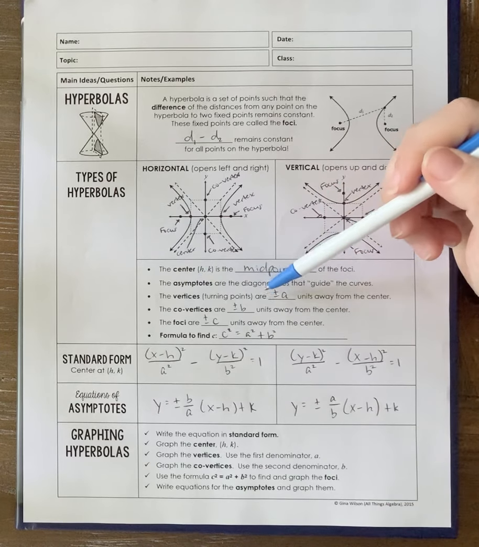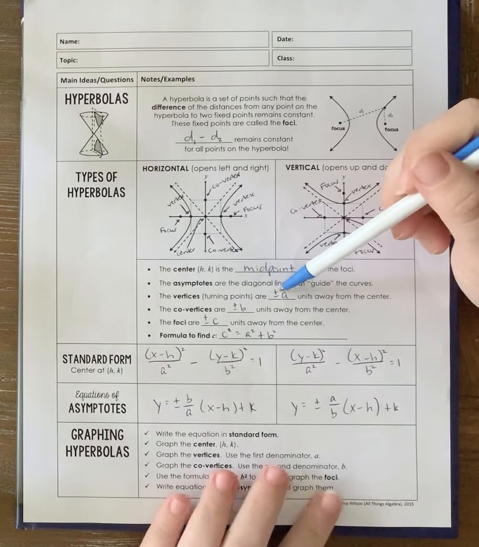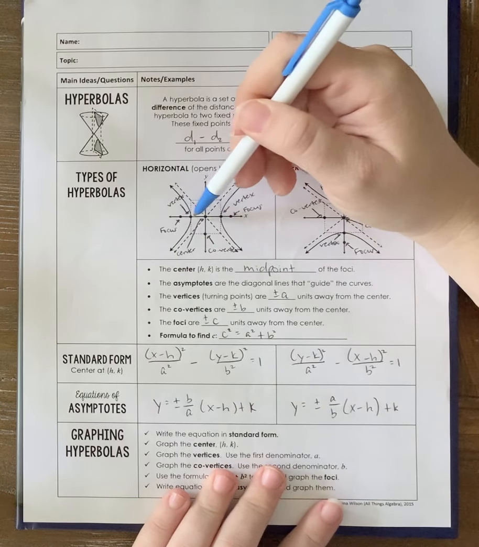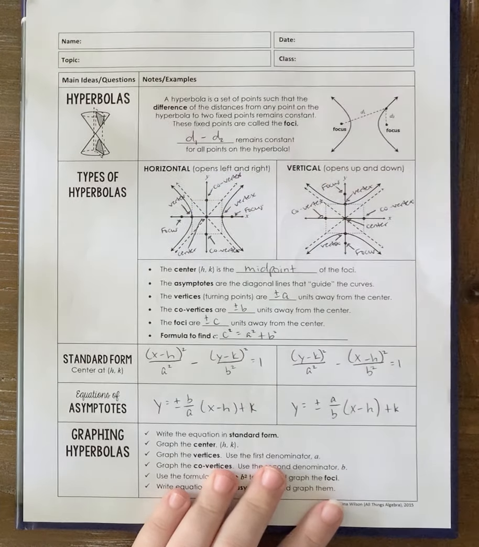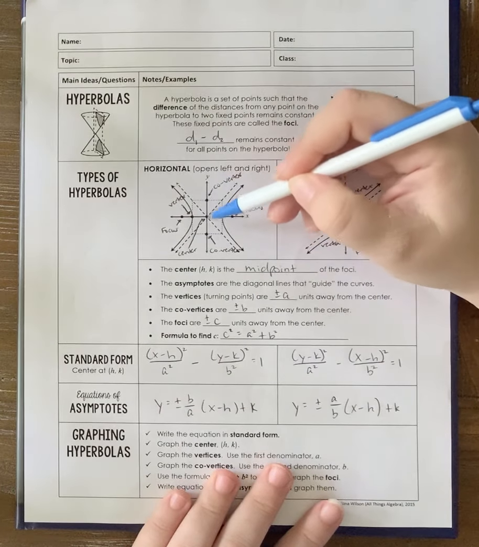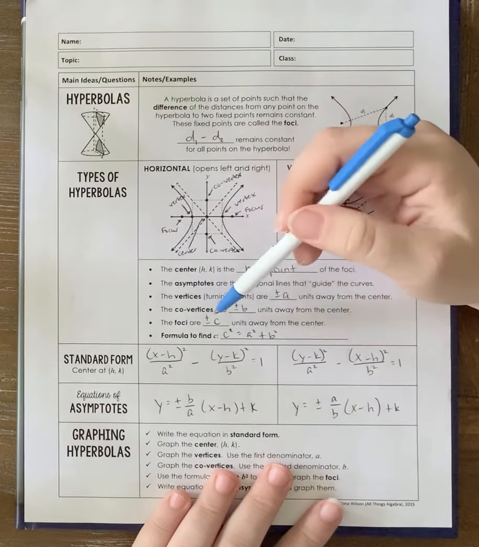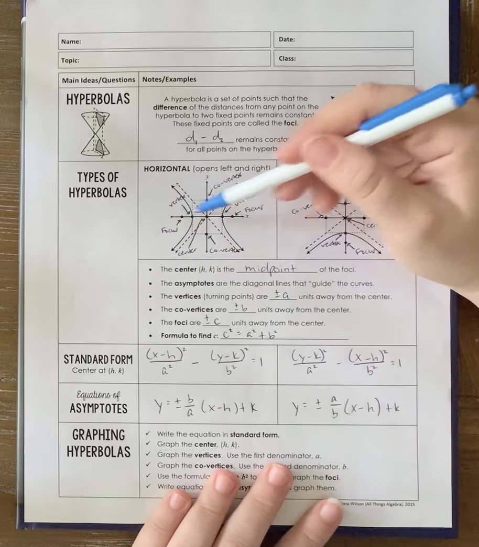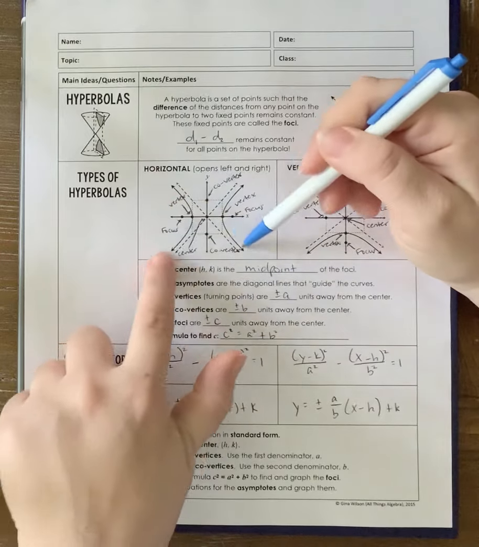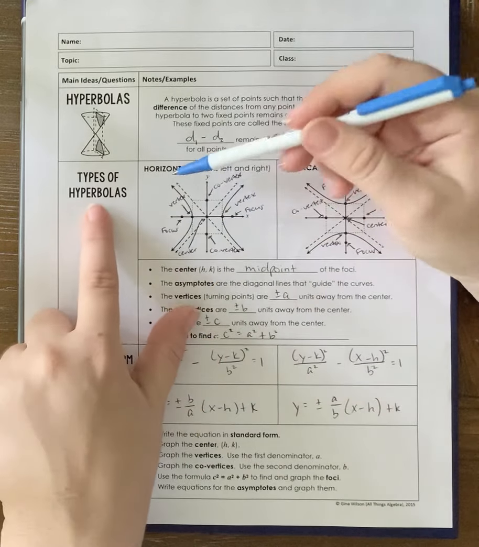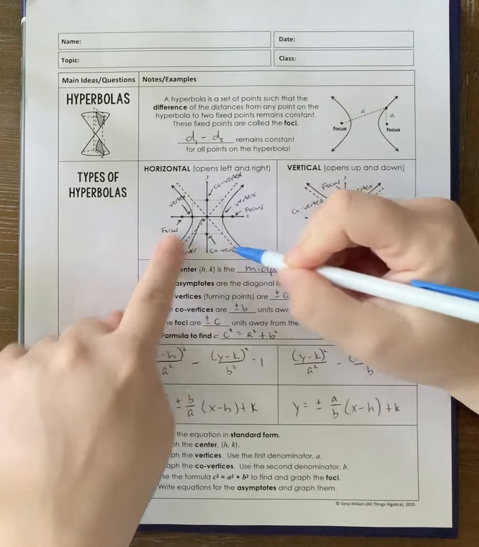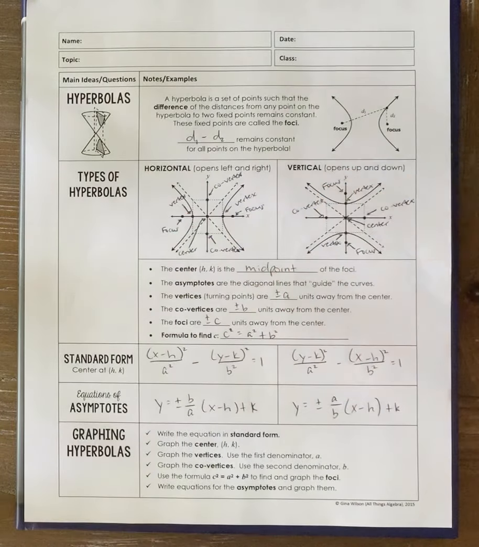Okay, the vertices are the turning points, which are plus or minus a units away from the center. So these right here are plus or minus a units away from the center. The co-vertices are plus or minus b units away from the center. The foci are plus or minus c units away from the center. So notice that the focus points right here are inside of what looks like the parabolas right here. And a hyperbola is just two parabolas opened in opposite directions from each other. They're just like butt to butt right there.